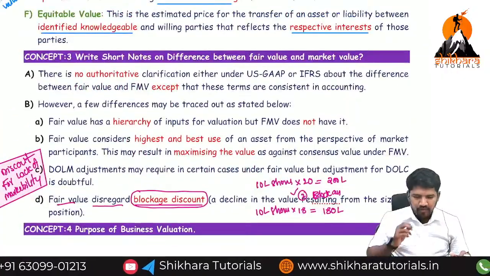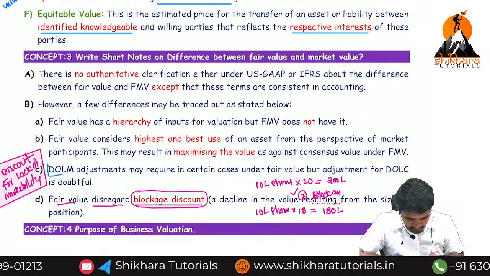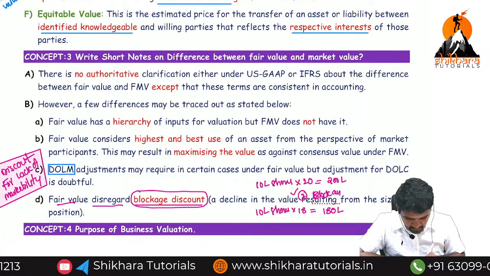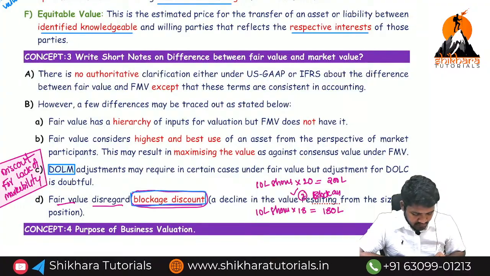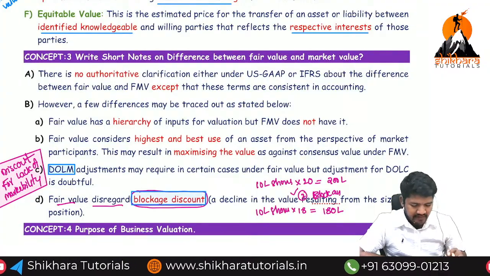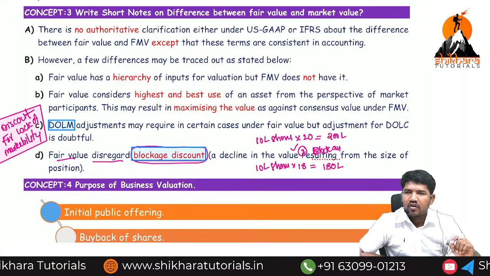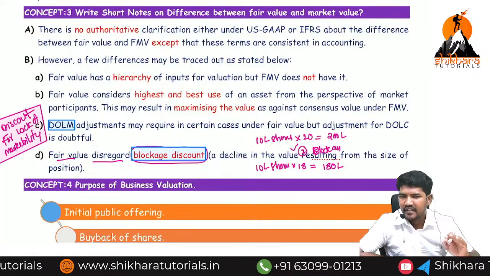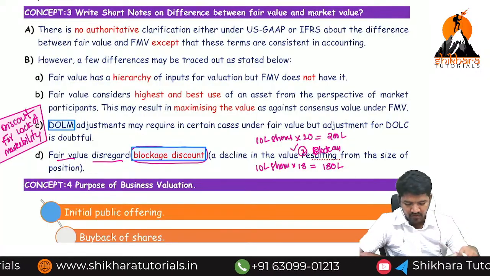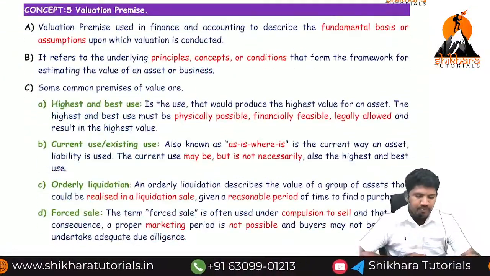So next, when it comes to concept number 3, the highlightable points are DLOM and blockage discount. Every sentence is relating to MCQs. Not for exam theoretical questions, every sentence is for theoretical MCQ purposes only. The next one is valuation premise.